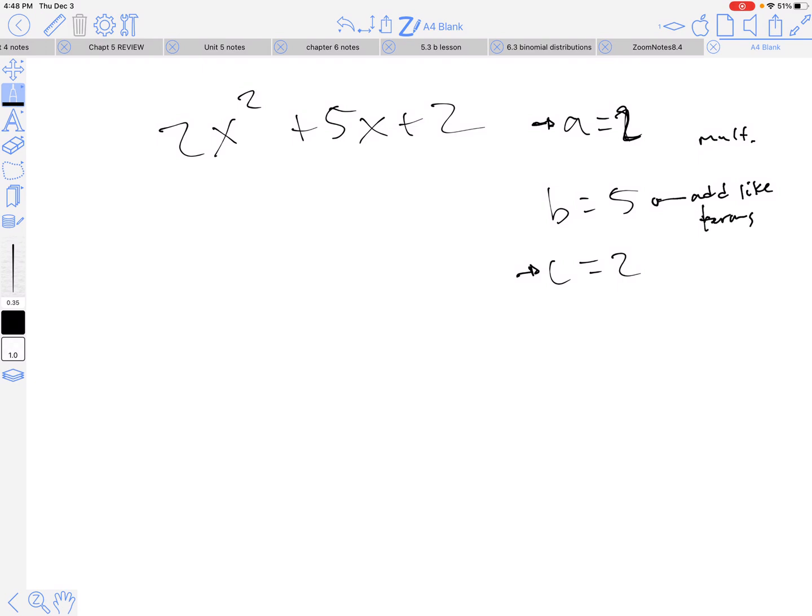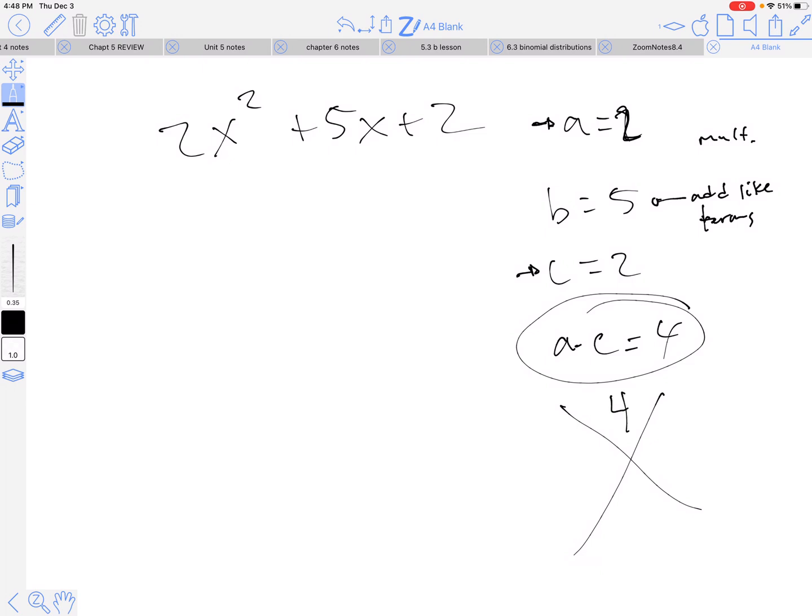Okay, so what we're going to do, because A and C deal with multiplication, we're going to do A times C. And in this case, we're going to get 4, because 2 times 2 is 4. So instead of just using C, because A is not 1, we have to use A and C. Now, like I said, some of the steps are still the same, so that 4 will go there, and the 5 will go down there. And then we just got to think what multiplies to give us 4, but adds to give us 5. It's 1 and 4. Okay?